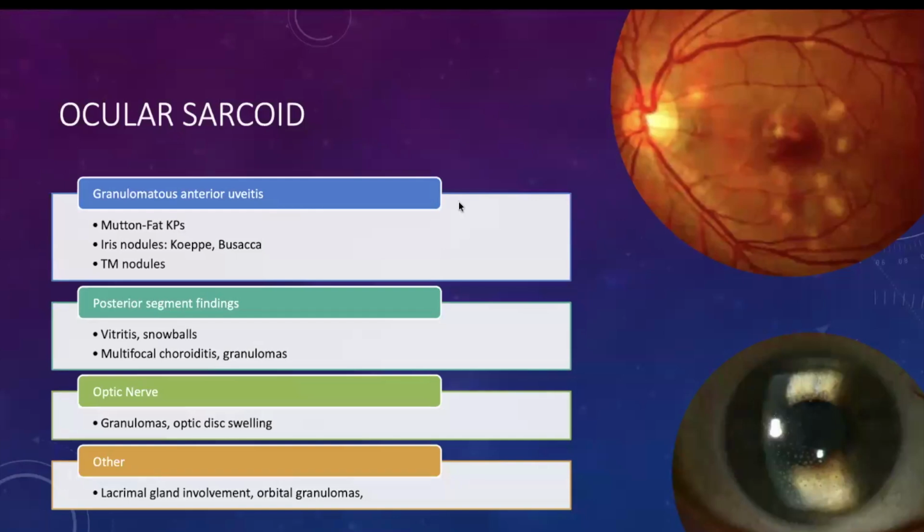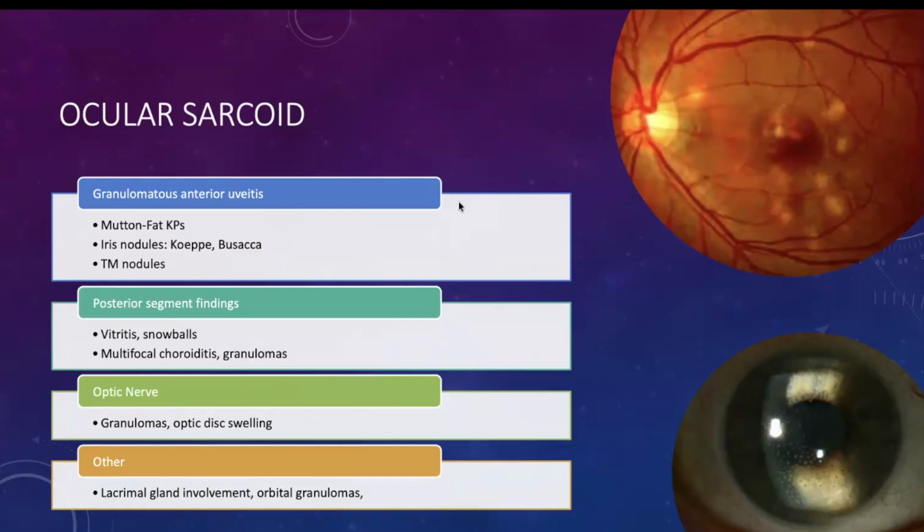So back to the ocular sarcoid. You're looking at mutton fat KPs. You might have some iris nodules, maybe even trabecular meshwork nodules. And then you might even find things in the posterior segment as well. So vitritis, some snowballing. You may have an associated multifocal choroiditis, which we'll go through at a later date when we're talking about the white dot syndromes.